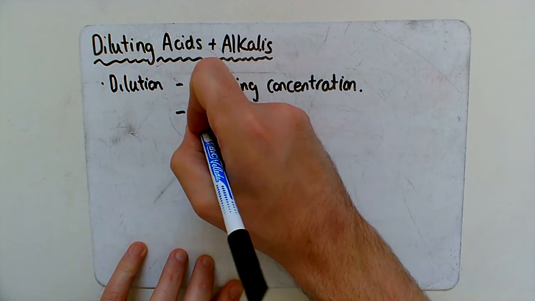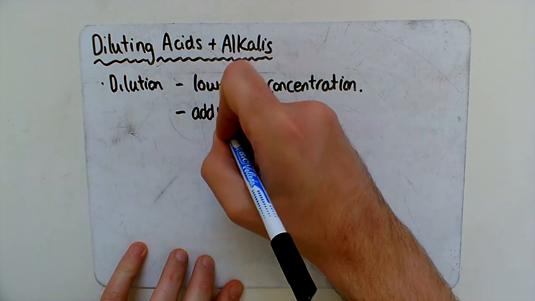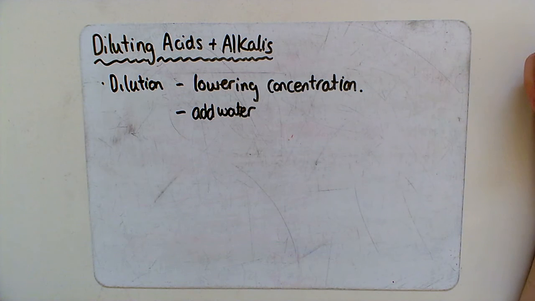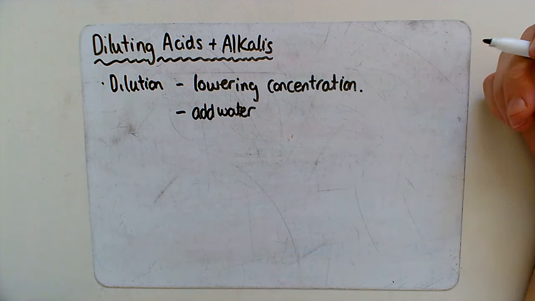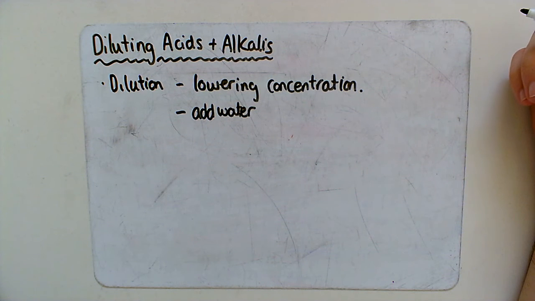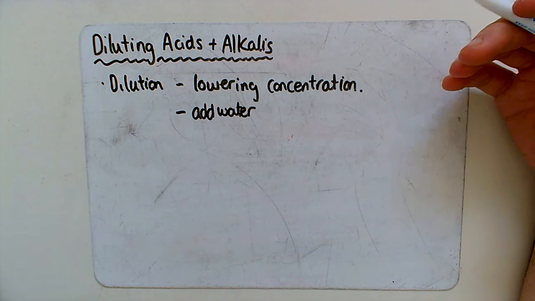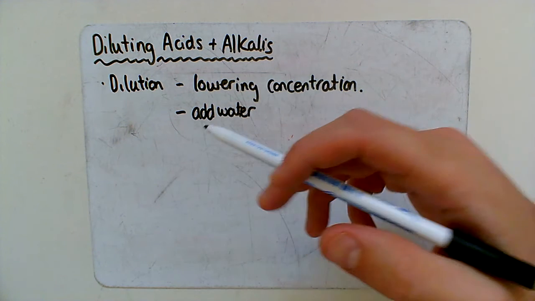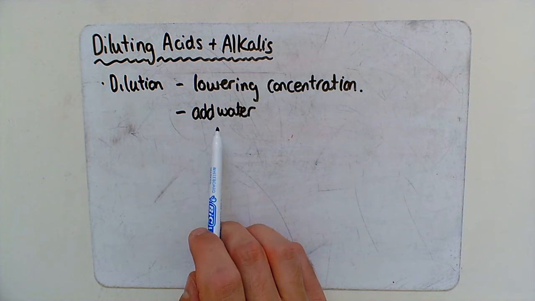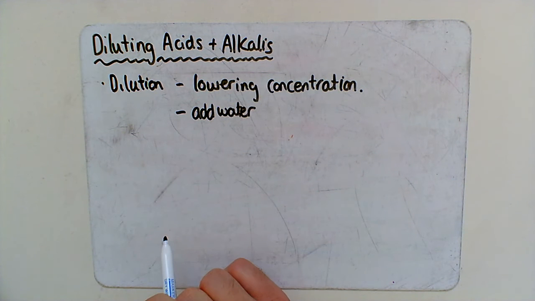So we can add water to a solution that already exists. If you add water to it, it will get more dilute. Just like if you had diluting juice, add more water to it, it tastes less strong. And the other way you can dilute a solution would be actually just to add less solid, but that's not really dilution, that's just making a lower concentration. Dilution is specifically adding water.